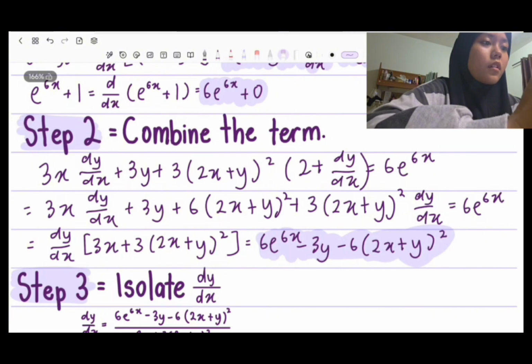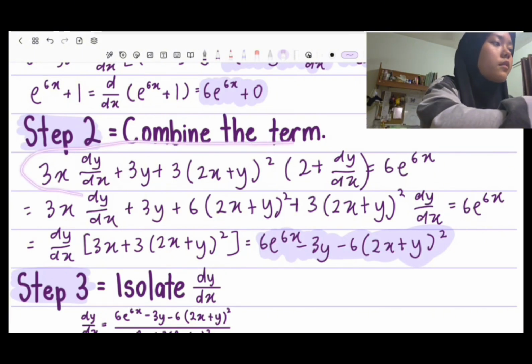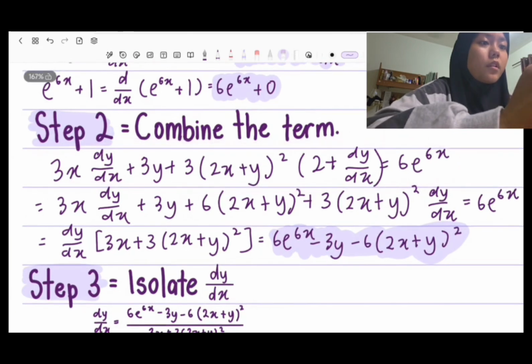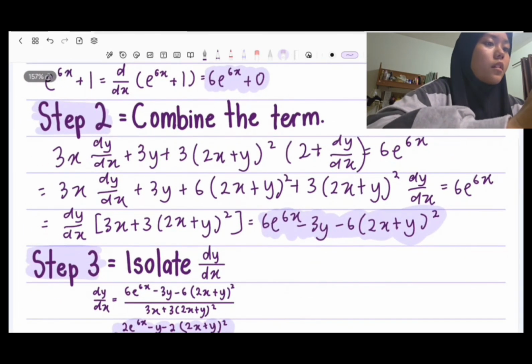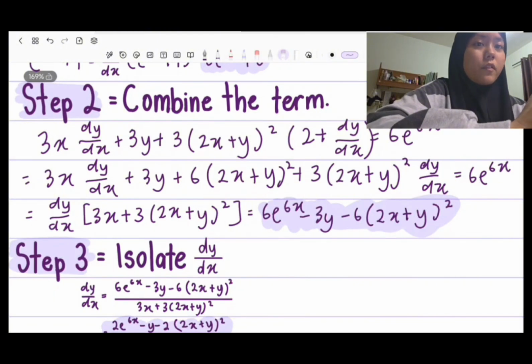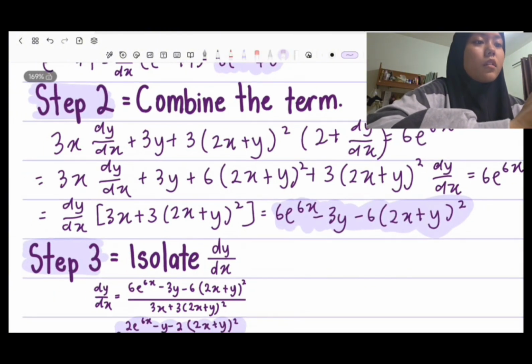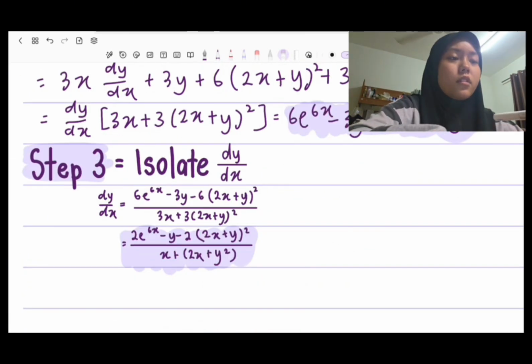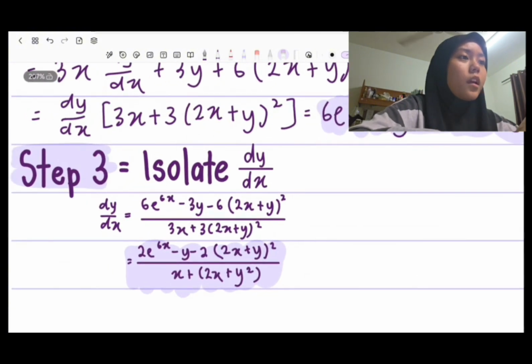So initially it will look like this, and when you expand it, it will become like this. And the last step of step 2 is you need to bring dy over dx to the front, and the other you will bring it to the left. So the last step is isolate dy over dx.